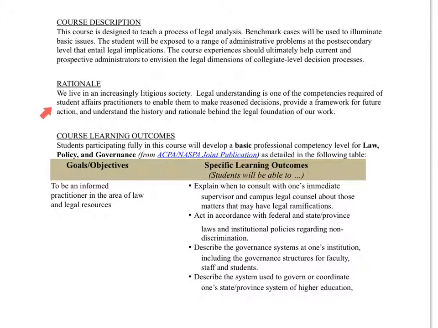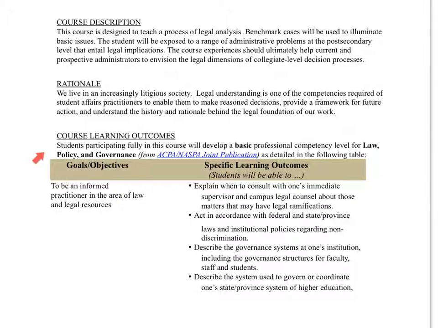The rationale: anybody who works for even a short time in student affairs understands that a lot of times things can get to a point where people start talking about legal action. So you need to know what your liability is, what your limitations are, and how you can best help and serve students when things get to a point where legal issues start to really rear their heads.